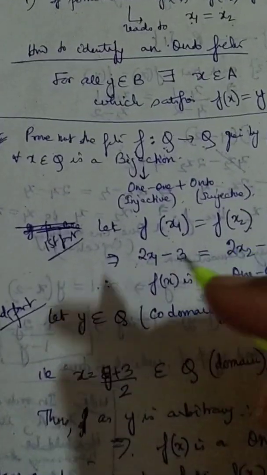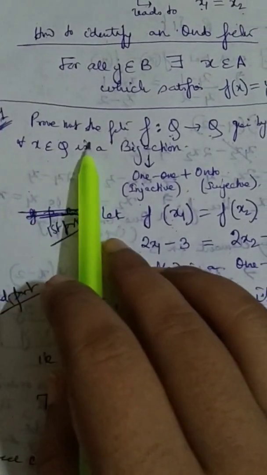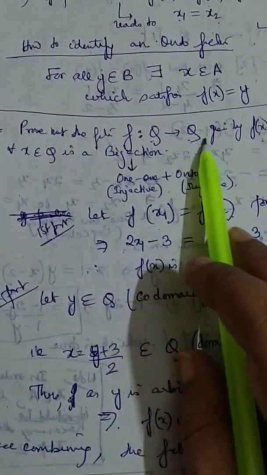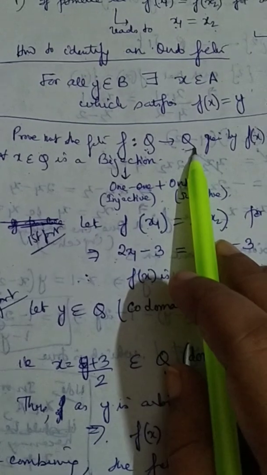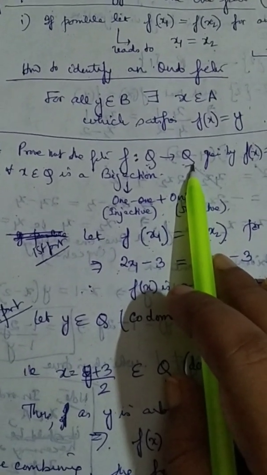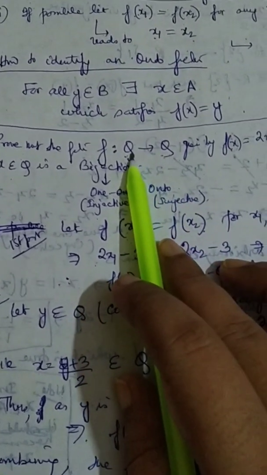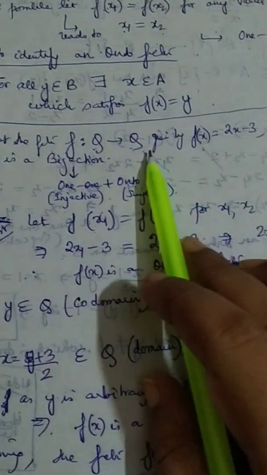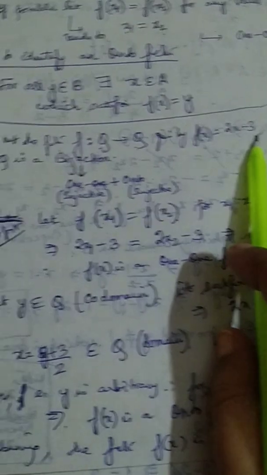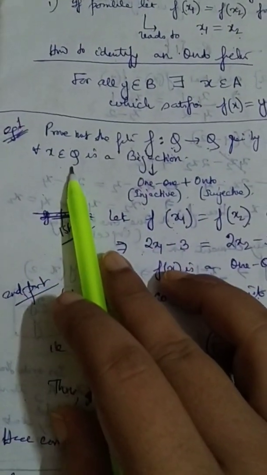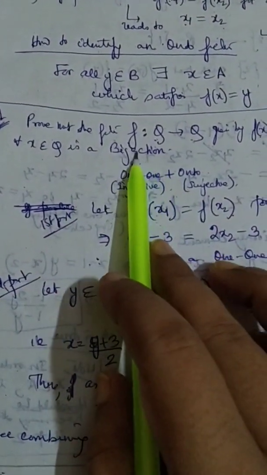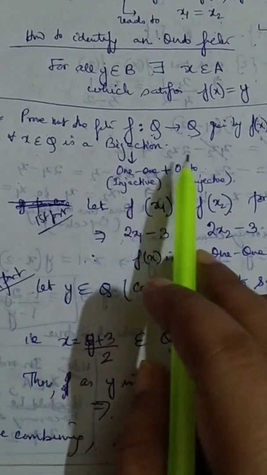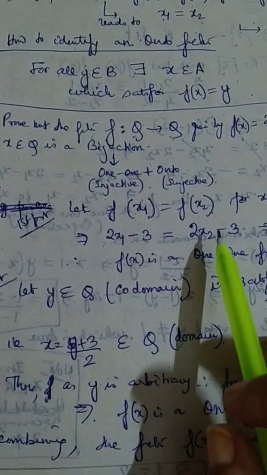Let's move on to an example. The question says, prove that the function f from Q to Q, where Q to Q means from rational numbers to rational numbers, that is, the domain is rational numbers and the codomain is also rational numbers, given by f(x) = 2x + 3 for all x belonging to Q, is a bijection. Bijection means what? If you remember, it is 1-1 and it is onto. That is what you have to show.